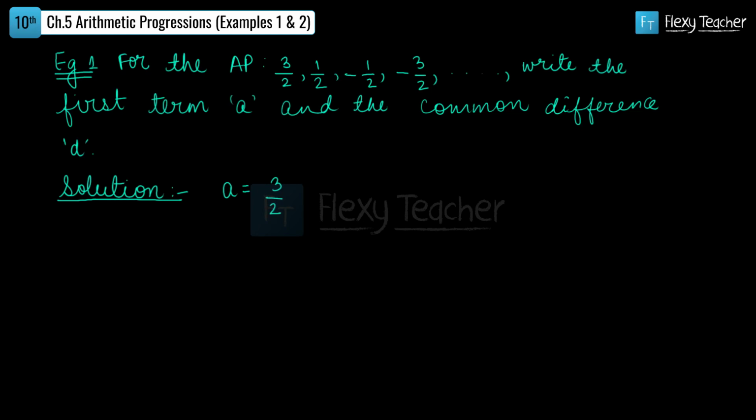And D is equal to 1 by 2, that is A2, minus 3 upon 2 (this is A1, this is A2). 2 is the LCM. 1 minus 3 is equal to minus 2 upon 2, which is equal to minus 1. So for the arithmetic progression 3 by 2, 1 by 2, minus 1 by 2, minus 3 by 2, and so on, A, the first term, is 3 by 2, and D, the common difference, is 1 by 2 minus 3 by 2, which is equal to minus 1.